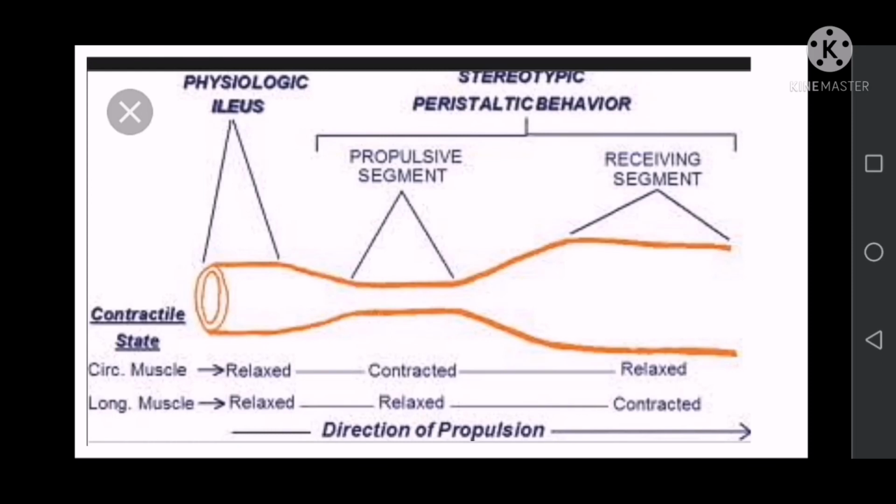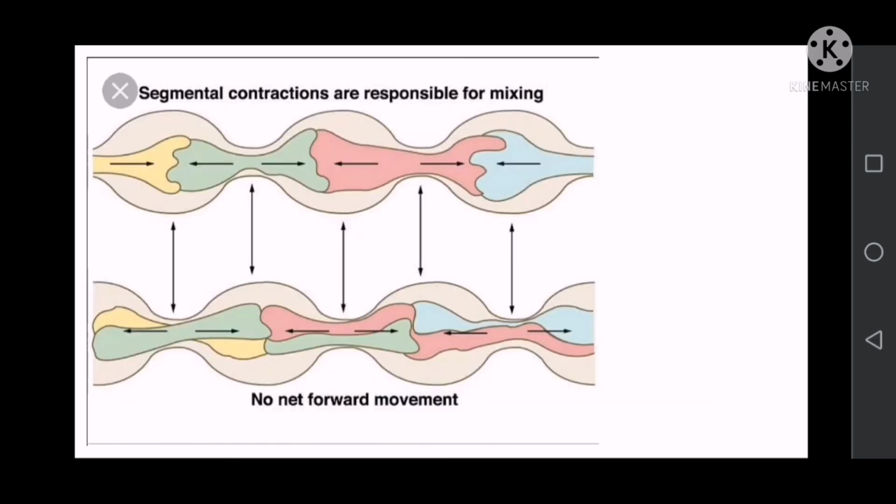So here's another diagram showing peristalsis. So this was the stimulated point, and over here it's labeled the propulsive segment. So in this region, the circular muscle is contracted and the longitudinal muscle is relaxed. And in this part, which is the receiving segment, as you can see, this part appears to be relaxed. So in this part, the circular muscle is relaxed while the longitudinal muscle is contracted.